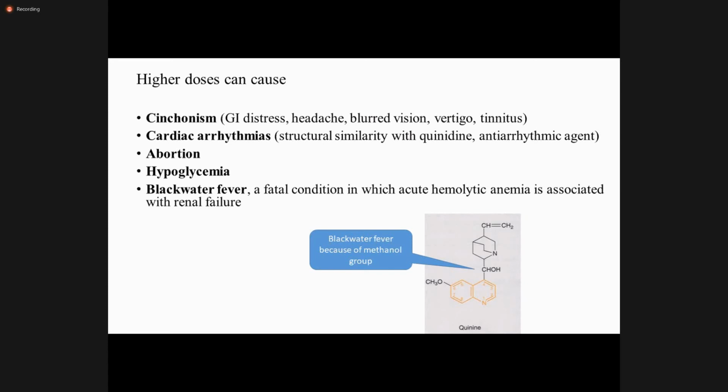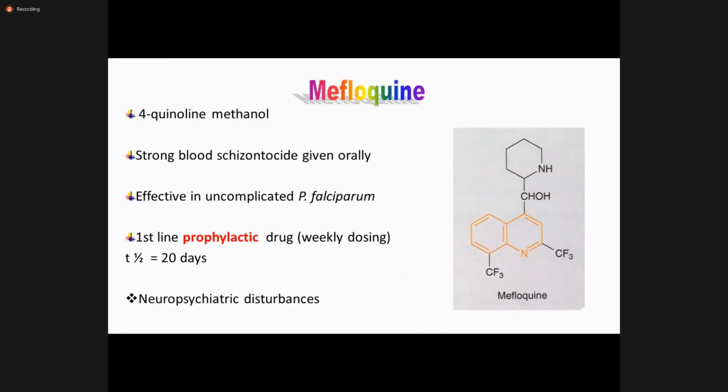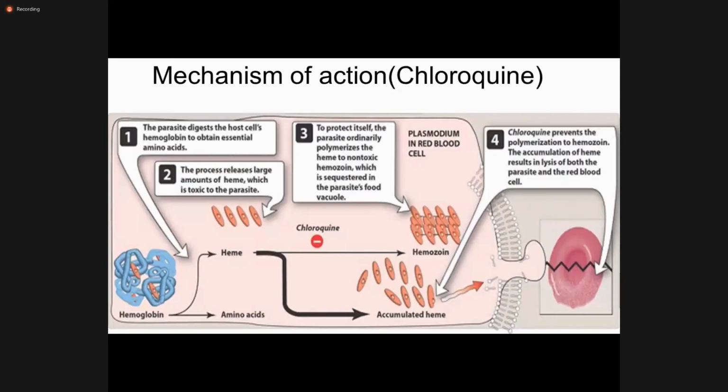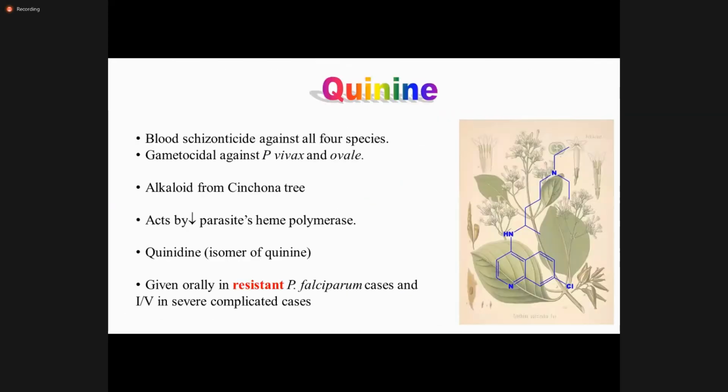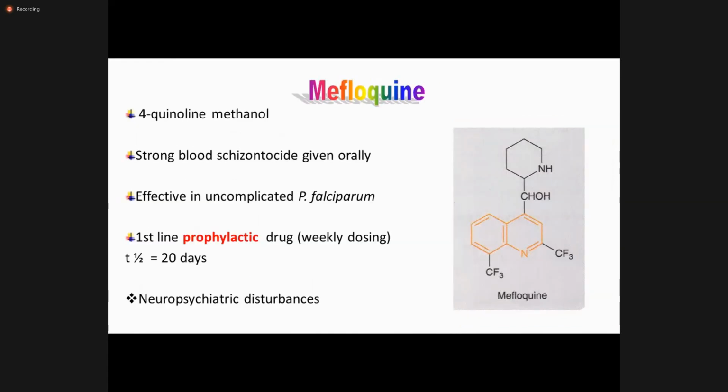Okay, first we discussed chloroquine. Then in the resistant cases, we have quinine. Then the third drug we have is mefloquine. Mefloquine is also a good drug. It can be given as a schizontocide, given orally. Also, this is again for the sensitive form, not for the resistant form. But the thing to remember with mefloquine is that this is used as a first line prophylactic drug.